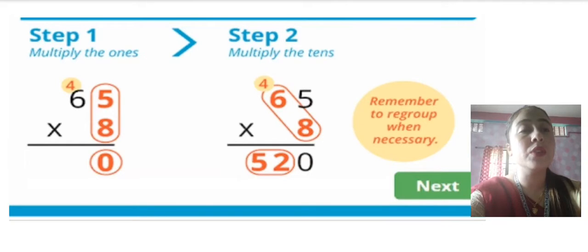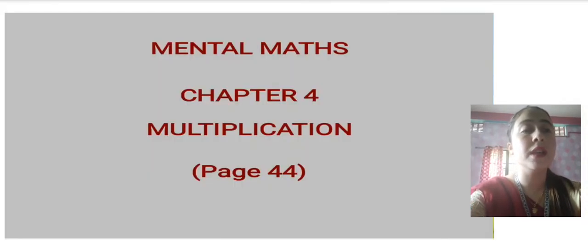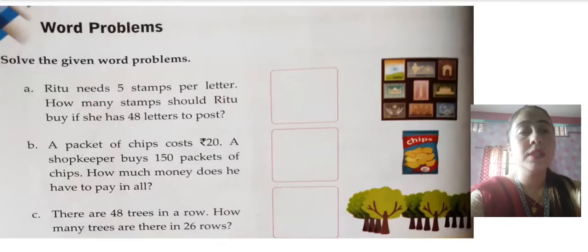So let us see what we are going to do in today's class. In today's class, we will do chapter 4 or unit 4, multiplication, page number 44. There are word problems on page number 44, children. We have to solve the given word problems.